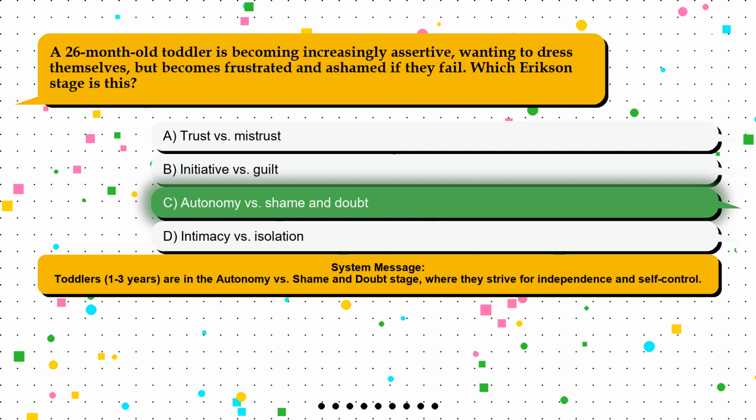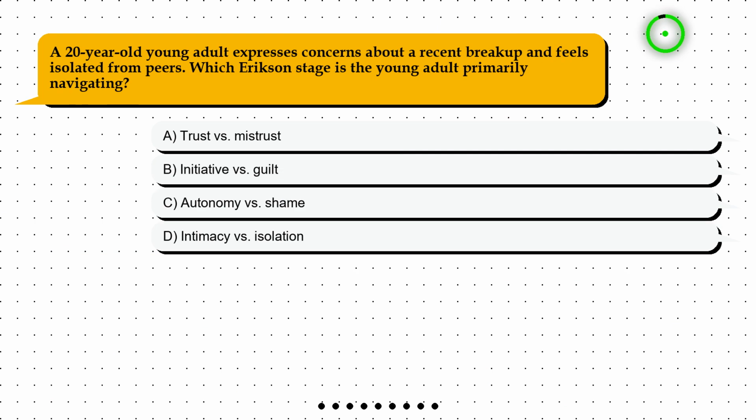Question 7. A 20-year-old young adult expresses concerns about a recent breakup and feels isolated from peers. Which Erikson stage is the young adult primarily navigating? Option A, trust versus mistrust. Option B, initiative versus guilt. Option C, autonomy versus shame. Option D, intimacy versus isolation.